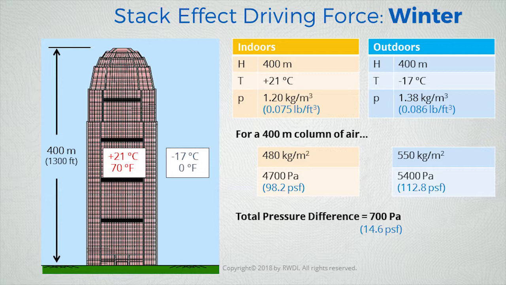That 700 Pascal pressure difference is divided up and down the height of the building. In this case, I've approximated and said that the neutral plane is about halfway up. So that means 350 pascals at the top and 350 pascals at the bottom. This is an example for winter where I've got air that wants to come in at the bottom and air that wants to leave at the top.